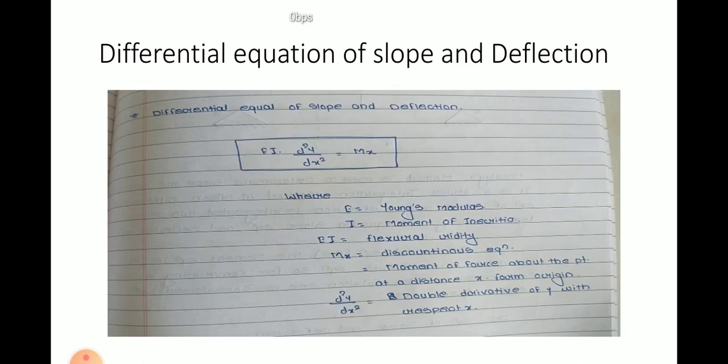Differential equation of slope and deflection. EI d²y/dx² = Mx, where E is Young's modulus, I is moment of inertia, EI is flexural rigidity, Mx is the moment equation, the moment of force about a point at a distance x from the origin, and d²y/dx² is the double derivative of y with respect to x.